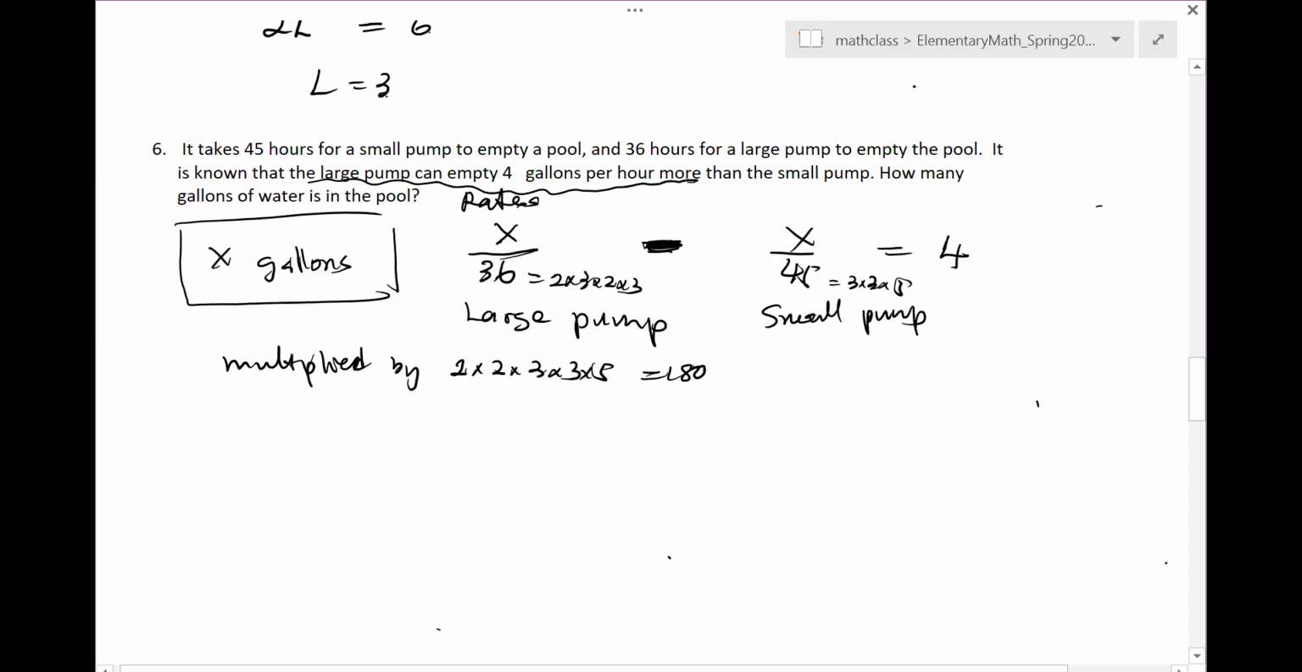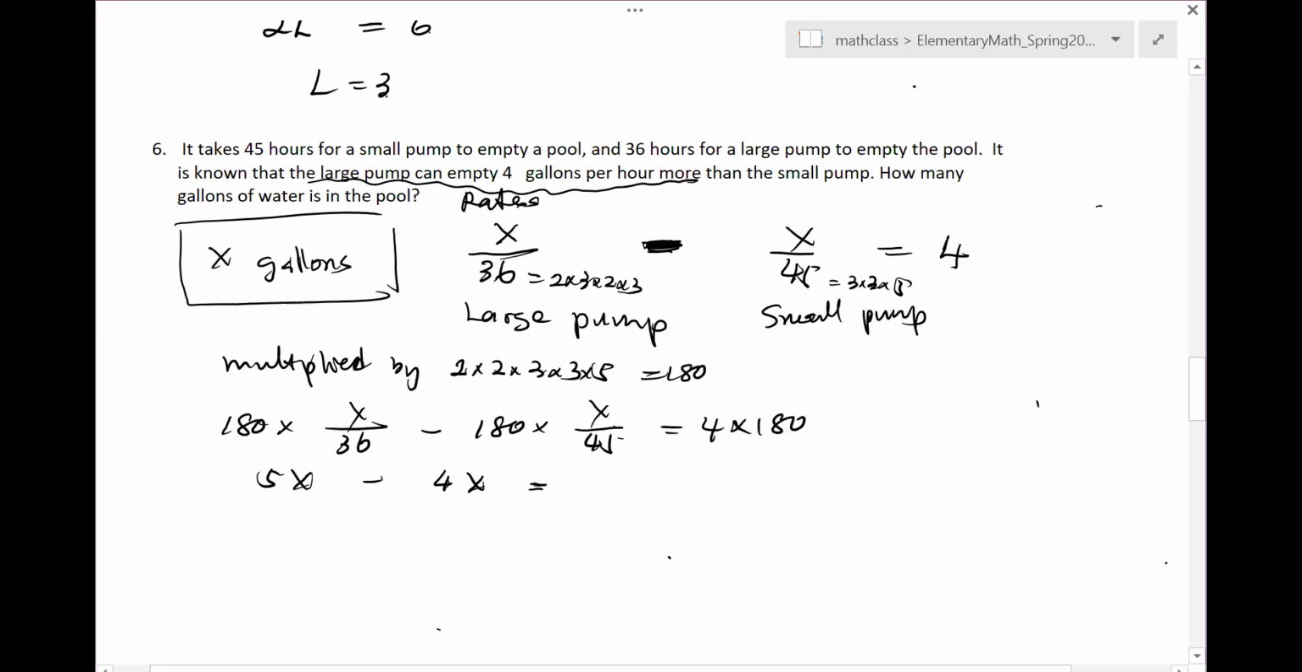Okay, multiply both sides by 180. 180 times x over 36 minus 180 times... so it's 4 times 180. Okay, so let's simplify. 180 divided by 36 is just a 5, right? And 180 divided by 45 is going to be 4.